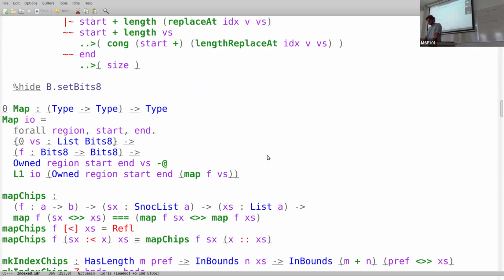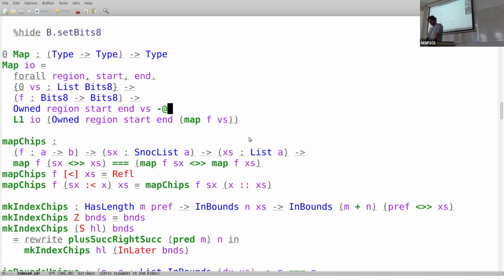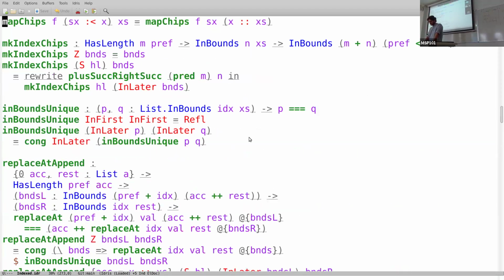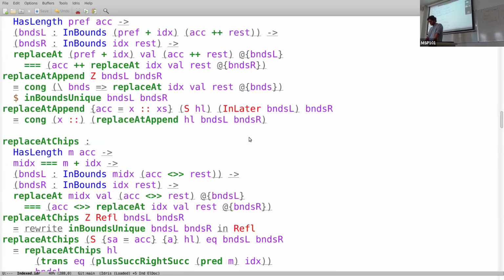So you can set bits, and then we can start doing fun things like programming over these things. The first one I have here is the type of map function over a buffer that you own. If you take a function from byte to byte and you own a region, then you can update it in place and you will own the same region, but with the content updated by mapping the function for every entry. And then we have a bunch of lemmas because we need to manage the lists of stuff.